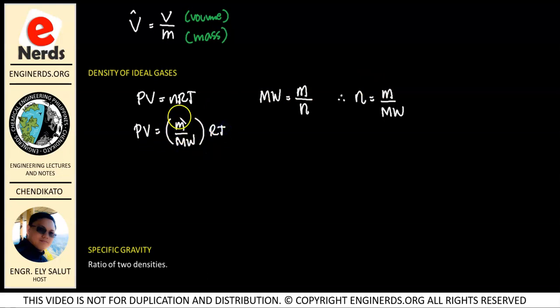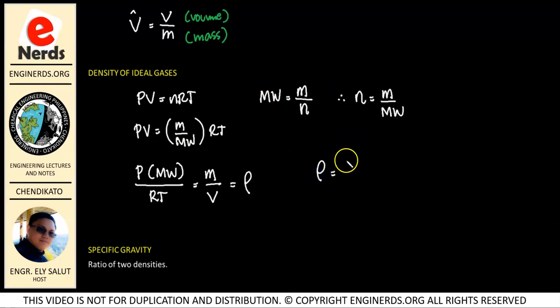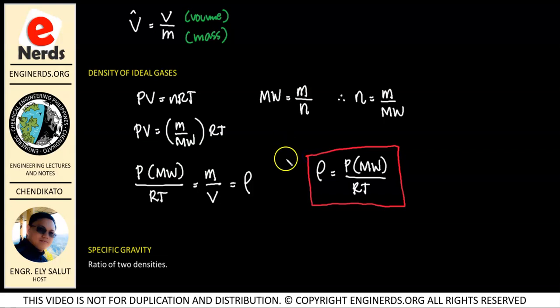Okay, so we're going to isolate itong mass over volume because that will be equal to our density. No? So, doing that, we will have here pressure times the molecular weight over RT is equal to mass over volume. And as we know, this is equal to the density. No? So, therefore, the density of our ideal gas is equal to pressure times the molecular weight over RT. Okay? And we will be using this equation a lot kapag nagso-solve na tayo ng mga ideal gases.